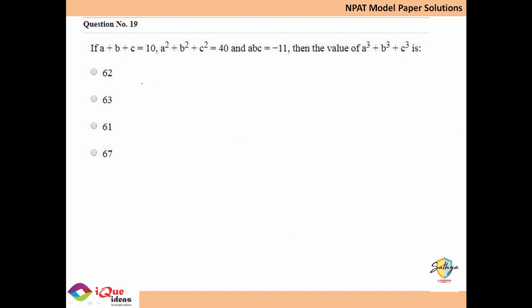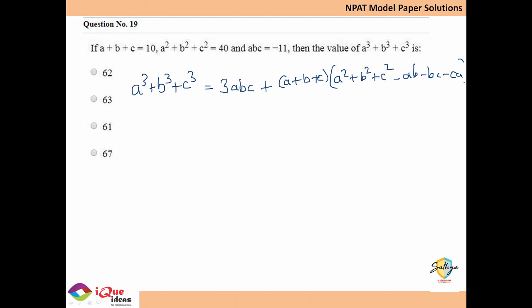So the funda here is that a cube plus b cube plus c cube is given by the formula 3 times abc plus a plus b plus c into a square plus b square plus c square minus ab minus bc minus ca. We already know the value of abc. We know the value of a plus b plus c. We know the value of a square plus b square plus c square.